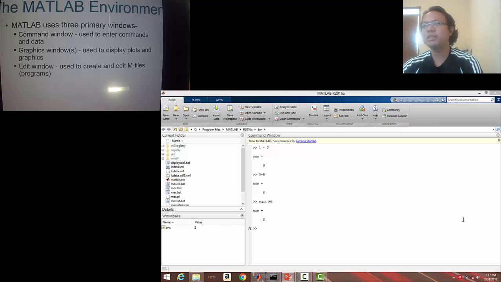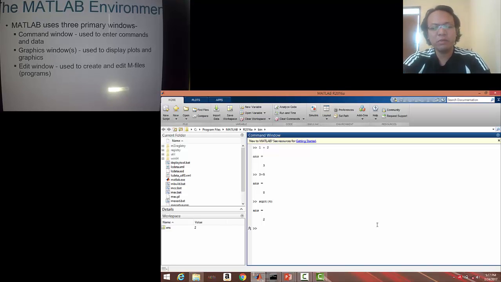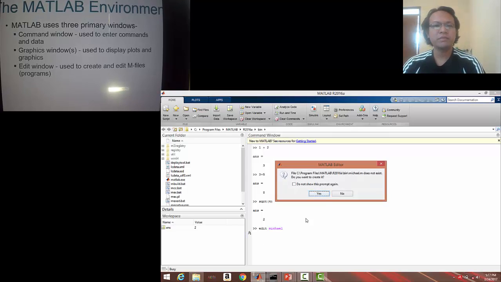Okay, the last one is the edit window. For example, this is just an example, I will make a function. I will call it function Michael. For instance, I will write edit and then Michael, and then when I hit enter, let's see what will happen here.